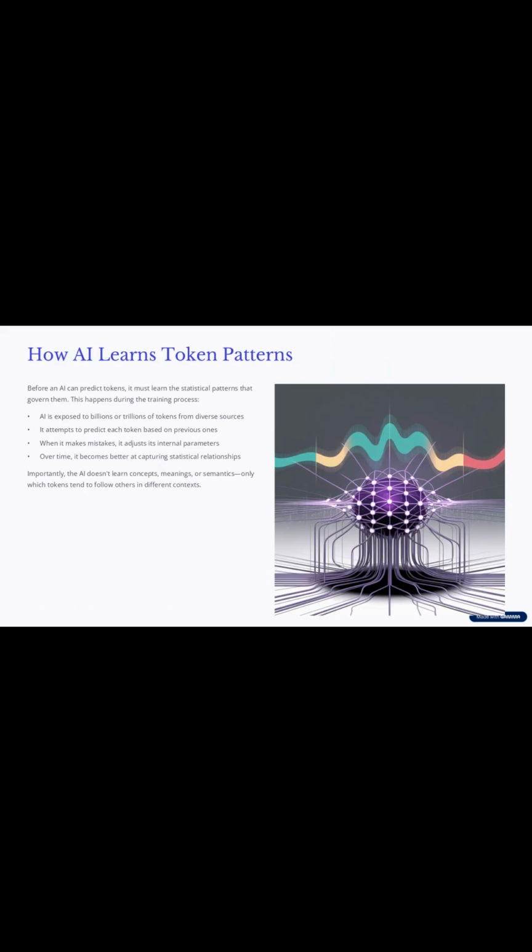How AI learns token patterns. Before an AI can predict tokens, it must learn the statistical patterns that govern them. This happens during the training process. AI is exposed to billions or trillions of tokens from diverse sources. It attempts to predict each token based on previous ones. When it makes mistakes, it adjusts its internal parameters. Over time, it becomes better at capturing statistical relationships. Importantly, the AI doesn't learn concepts, meanings, or semantics, only which tokens tend to follow others in different contexts.